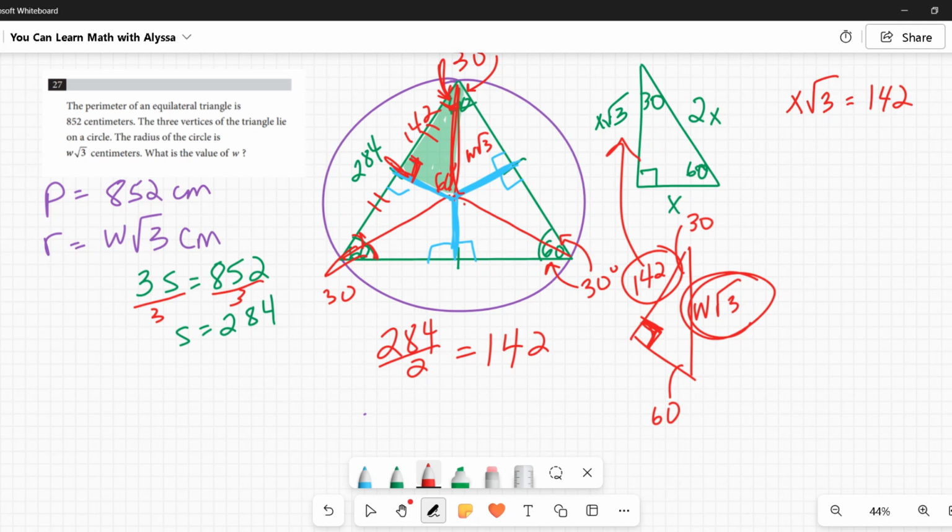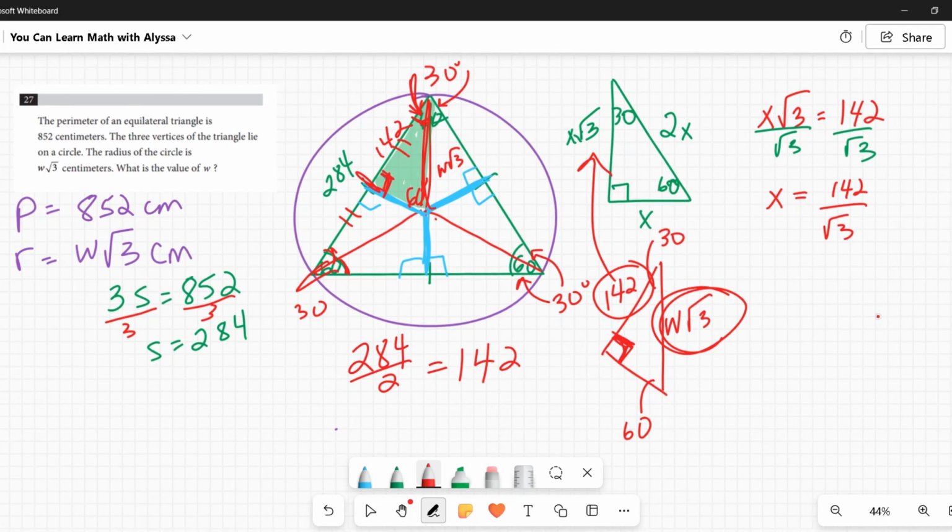X has been multiplied by the square root of 3, so I need to divide by the square root of 3. Now I get that x is equal to 142 divided by the square root of 3. We cannot leave a radical in the denominator. It is not allowed. You go to math jail. Not really, but your teacher gets very mad and you get the answer wrong. So we have to get this radical out of there.